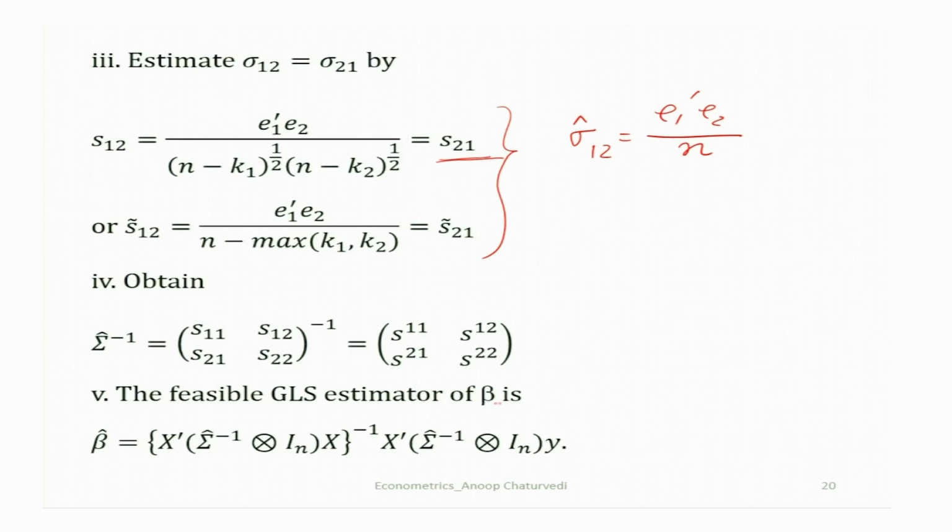Then the feasible GLS estimator of beta is beta hat equal to (X transpose (sigma hat inverse canonical product I n) X) whole inverse X transpose (sigma hat inverse canonical product I n) y. So, what you have done? You have simply replaced sigma by its estimator sigma hat in the expression for GLS estimator to get this feasible GLS estimator of beta.